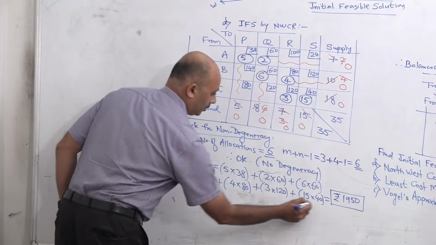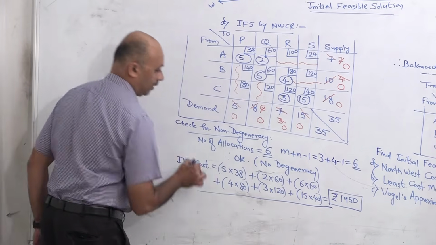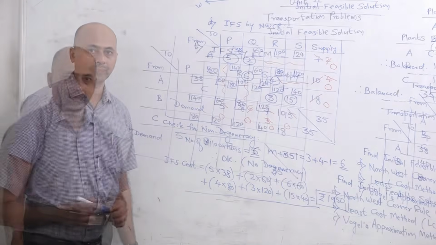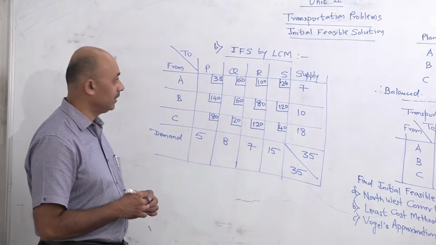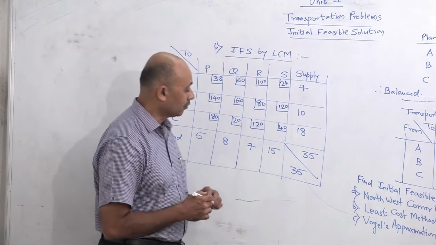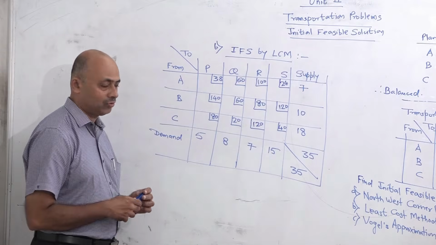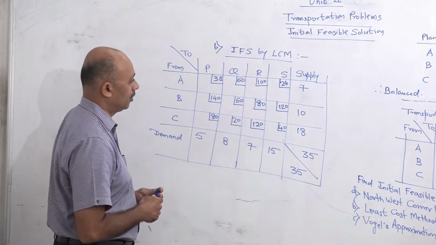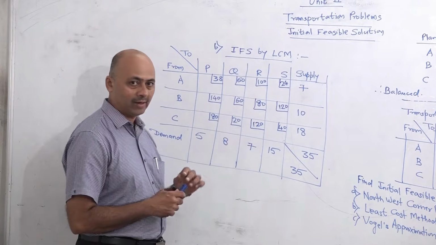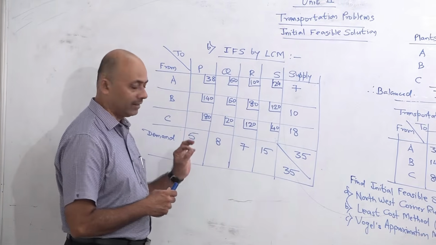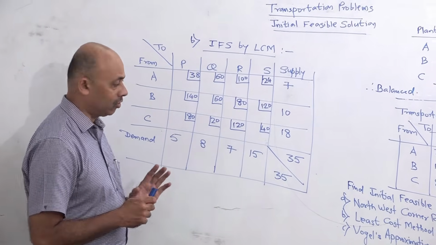Okay, so now this our IFS by NWCR is over. Okay, so now we will see the second method, that is the least cost method. So we will now find IFS by LCM, that is the least cost method. The principle of least cost method is that you should take the entire table and start allocation from that cell where the cost is lowest or minimum.